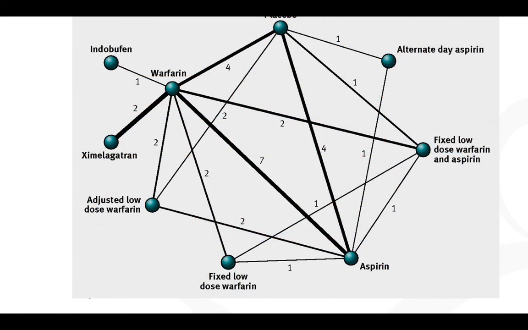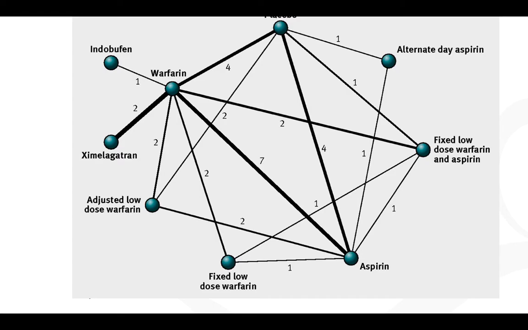In this case, the weights likely represent the dosage. So if we look at the bottom there where aspirin is, so aspirin and fixed low dose warfarin, there might be a dosage of 1 between the two of those. Whereas if we look at adjusted low dose warfarin on the bottom left hand side and aspirin on the bottom right hand side, there was a weight of 2. There might be a dosage of 2 between them.